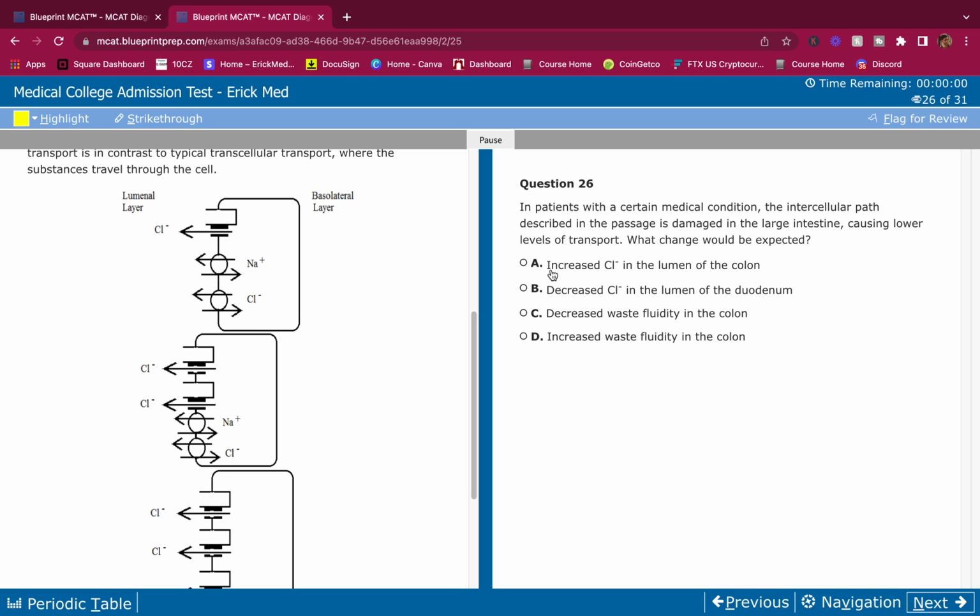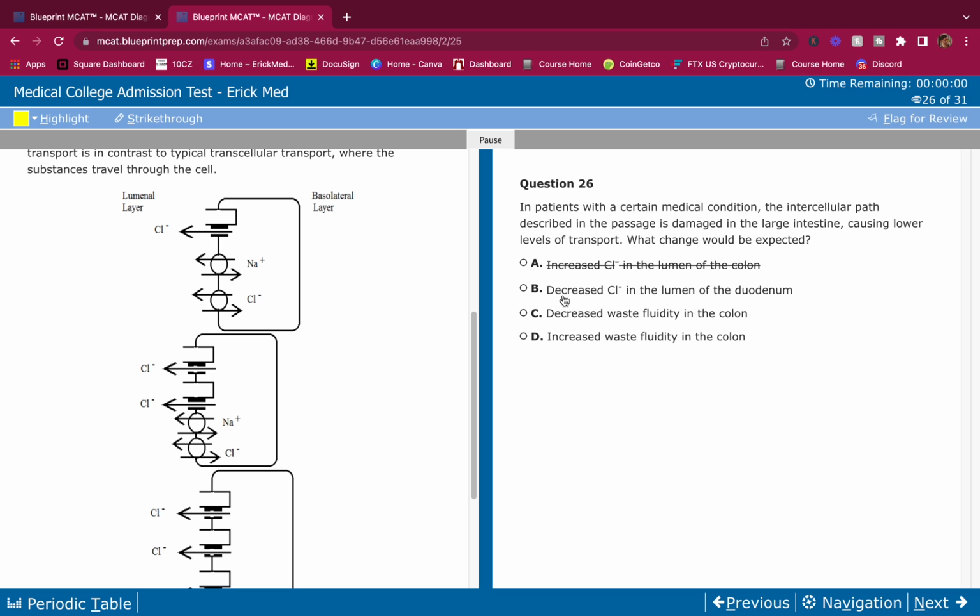So increased Cl- in the lumen of the colon. This is wrong, okay? We're damaged, okay? We can't put that chlorine in the lumen. This is telling us that we're not damaged, but in the question, we are damaged. B, decrease chlorine in the lumen of the duodenum.